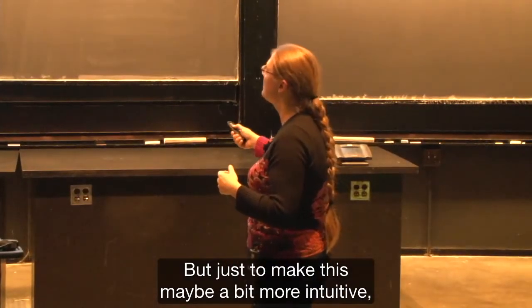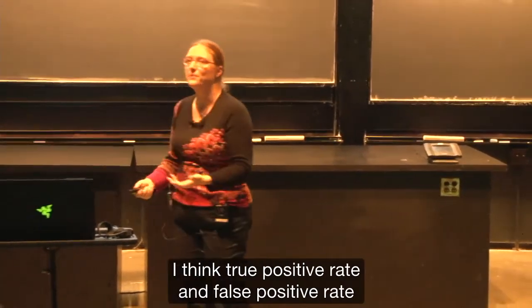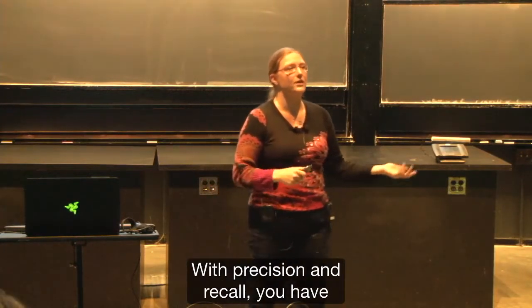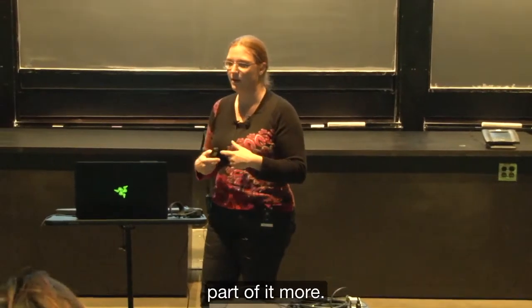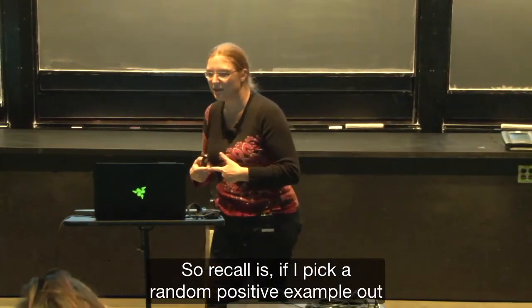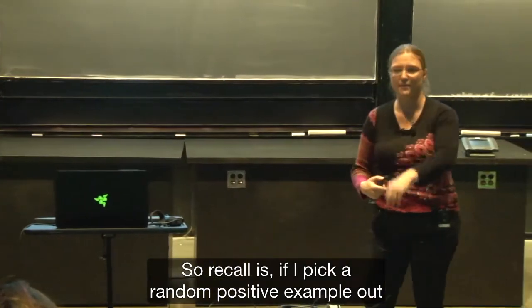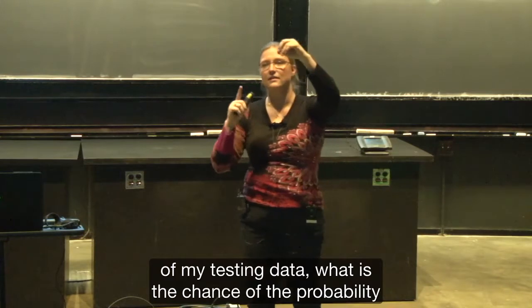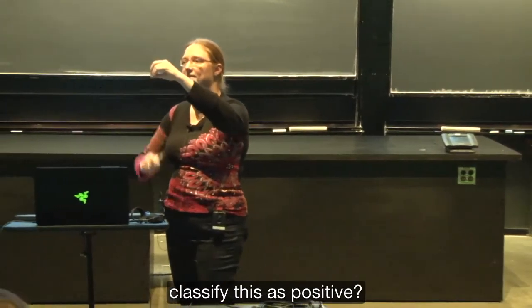I have an example about that later, but just to make this maybe a bit more intuitive, I think true positive rate and false positive rate is fairly easy to understand. With precision and recall, you have to think about it, maybe especially about the precision part a bit more. So recall is, if I pick a random positive example out of my testing data, what is the chance or the probability that my classifier would actually classify this as positive?